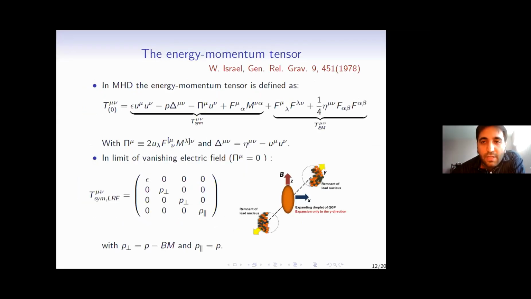To do this, we look at the energy momentum tensor of the fluid. The total energy momentum tensor for the system is defined in this way. The first two terms define the ideal energy momentum tensor, and the last two terms are the energy momentum tensor of the electromagnetic part. These two extra terms include the effect of the polarization tensor. This polarization tensor M includes the effects of the magnetization and also the effect of the electric polarization. This auxiliary field is defined with the field strength tensor and the polarization.